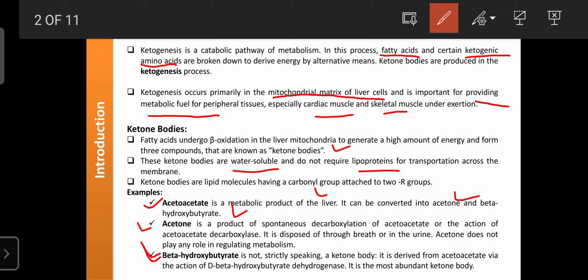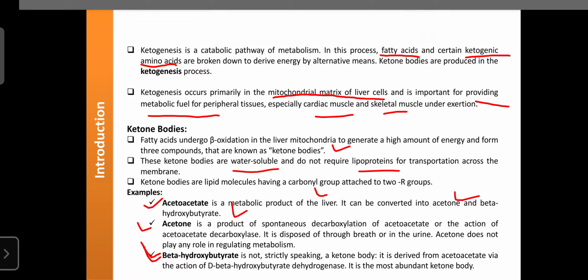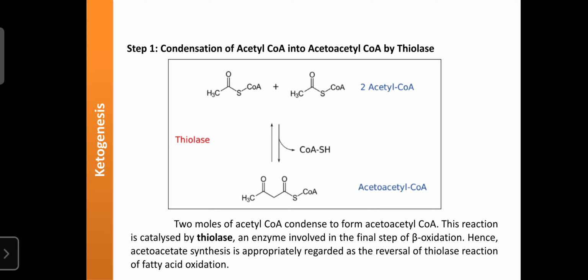So like that, in our body we will be having three types of ketone body. One is acetoacetate, acetone, as well as beta hydroxybutyrate. So we learn regarding the ketogenesis. It is the pathway or process where the ketone bodies are processed for the production of ATP.